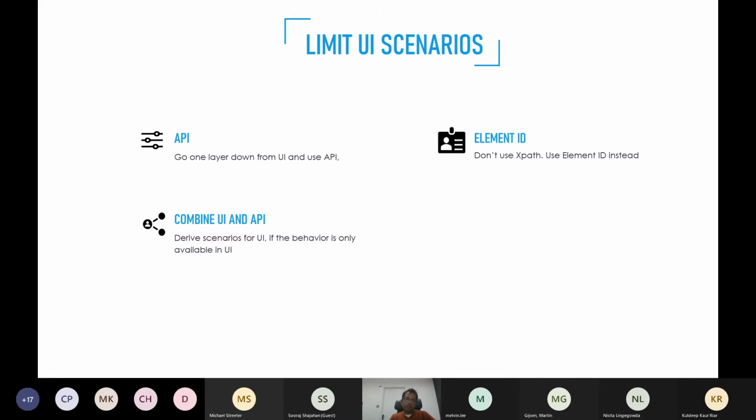Another very important point is to use element ID. If you decide to go with UI, always use element ID. Don't think about using XPath, because it'll keep changing. And finally, as I mentioned before, always consider parallel run at the start.